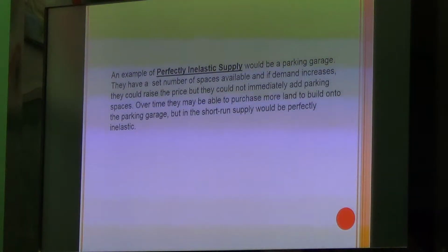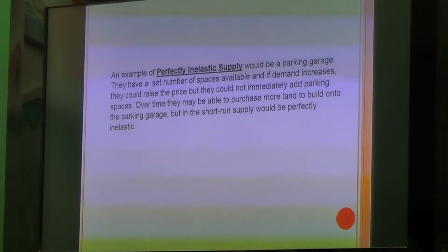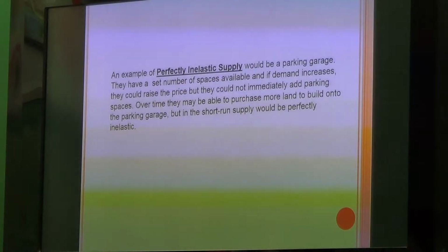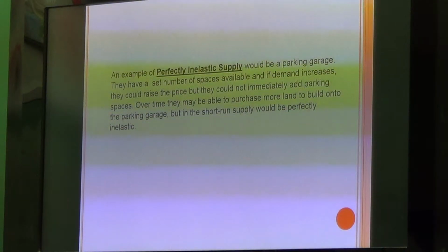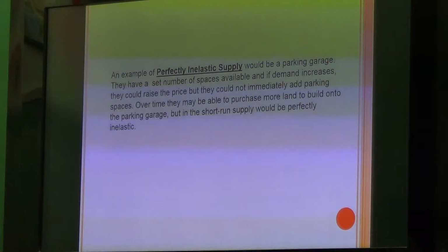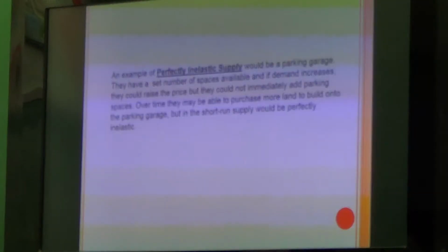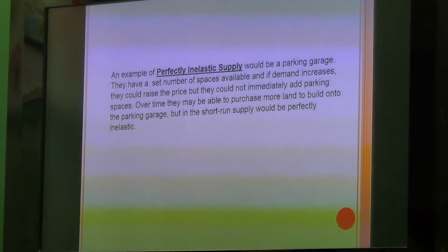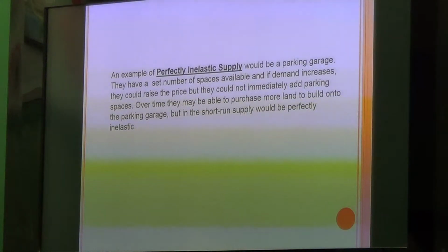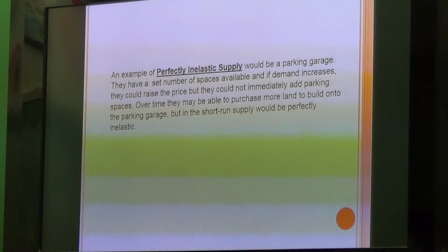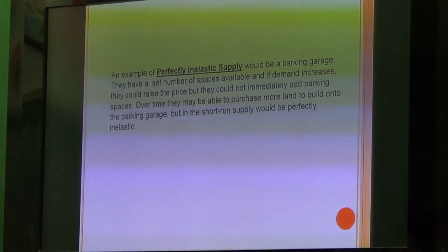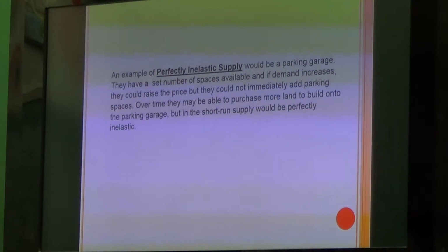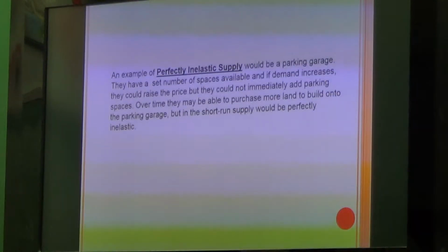Okay, so perfectly inelastic supply, the vertical line, would be a parking garage. They have a set number of spaces available, so even if the demand increases, it's not like they can just magically make another parking spot. So if demand increases, they could raise the price, but they could not immediately add parking spaces. However, over time, they may be able to purchase more land to build onto the parking garage, and therefore increase the supply. But in the short run, supply would be perfectly inelastic. They just can't change it, okay? So that would be the vertical line.